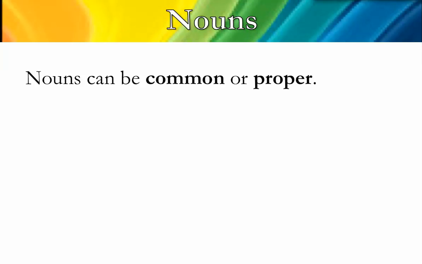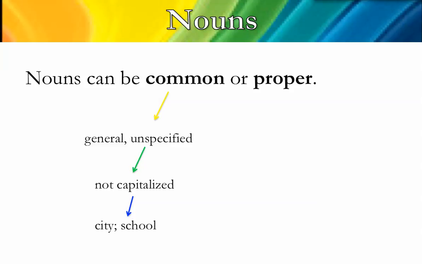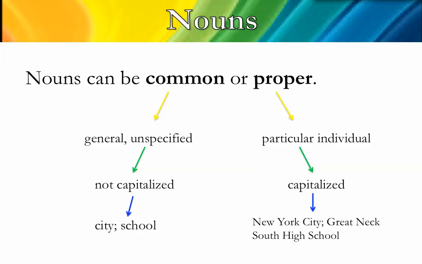All nouns fall into one of two categories. They are going to be either common or proper. Knowing these categories can help you identify nouns. Common nouns refer to general, unspecified people, places, things, ideas. They will not be capitalized. Some examples are city and school. Proper nouns do refer to particular individuals. These will be capitalized. Some examples are New York City and Great Neck South High School.